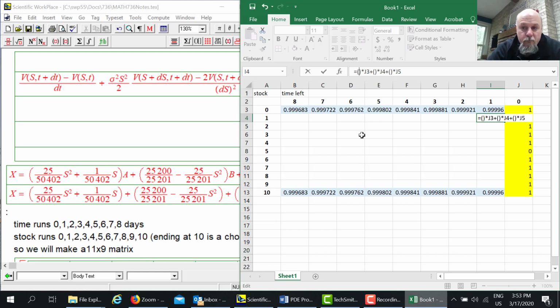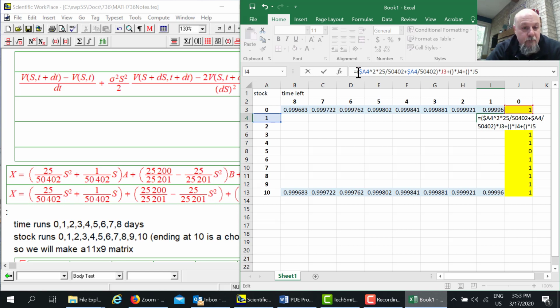So I'm down here. It's S squared, so this value squared, times 25 divided by 50402, plus the stock value divided by 50402. Now, I want to lock the stock value. I want to lock the A for the stock value.